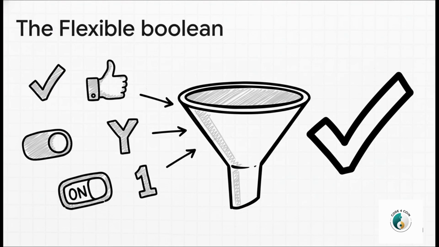But here's a really cool and practical feature. Database systems like PostgreSQL are super flexible about what you can give it. You can literally feed it the word yes, on, or just the number 1, and it's smart enough to know you mean true. Same for false. This is incredibly handy when you're dealing with messy data from different sources.